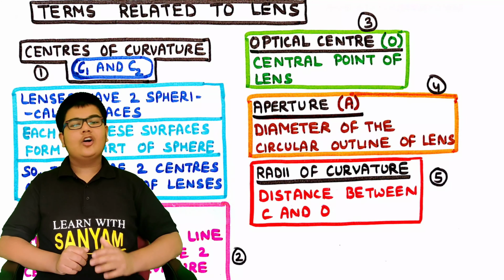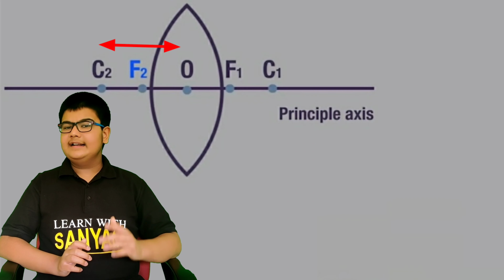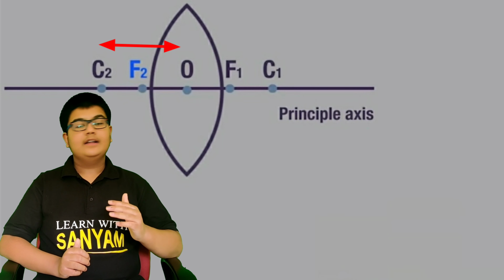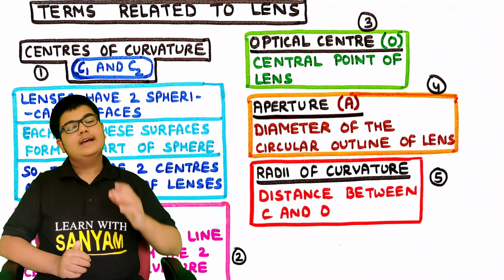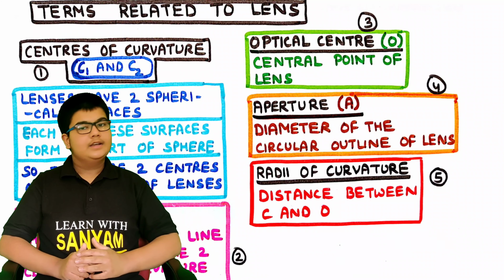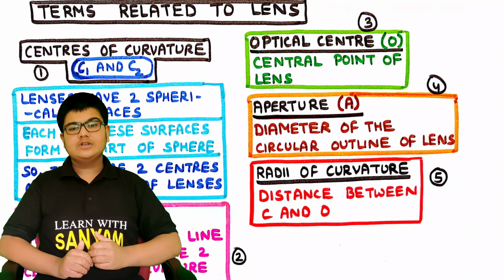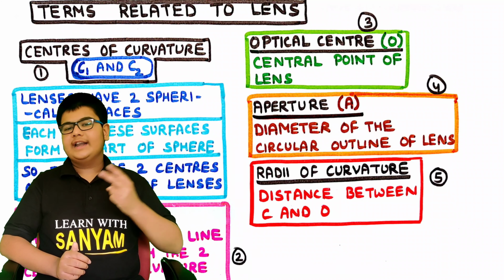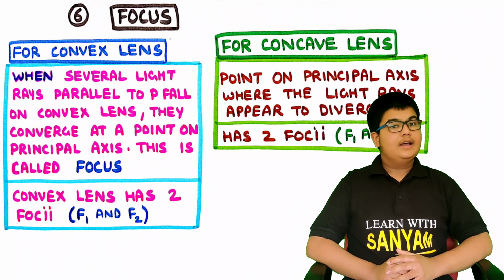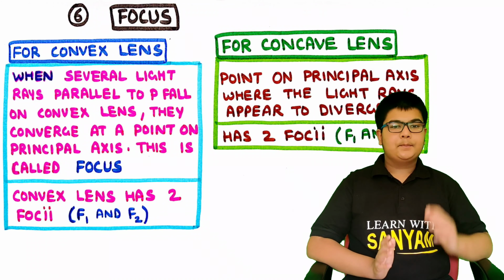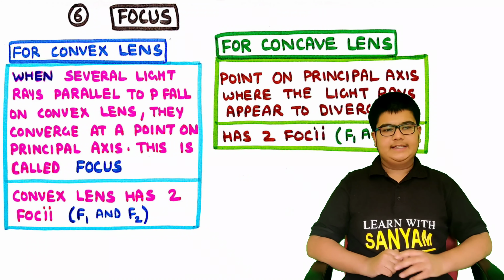Fifth, radii of curvature. They are the distances between C and O. So they are the distances between the centers of curvature and the optical center. As there are two centers of curvature, obviously there will be two radii of curvature. Sixth, focus. It is different for the convex lens and concave lens.